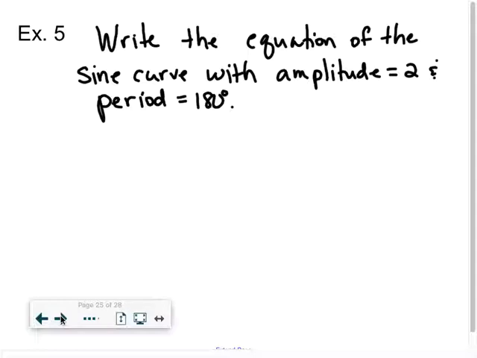All right. Example 5, we're not going to graph. But I want to see if we can write the equation of the sine curve with amplitude 2 and period 180 degrees. So we have worked on this before, so let's see if we can piece it together. I'll give you a moment to jot down the problem.